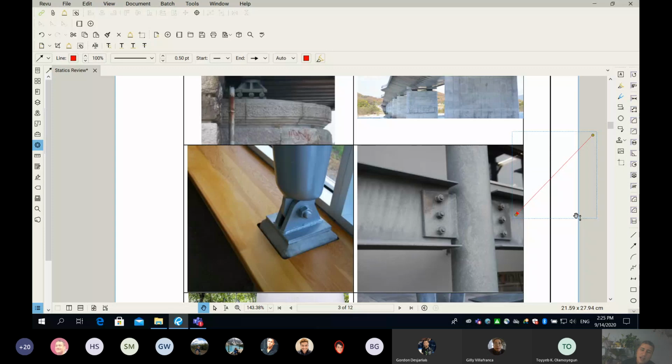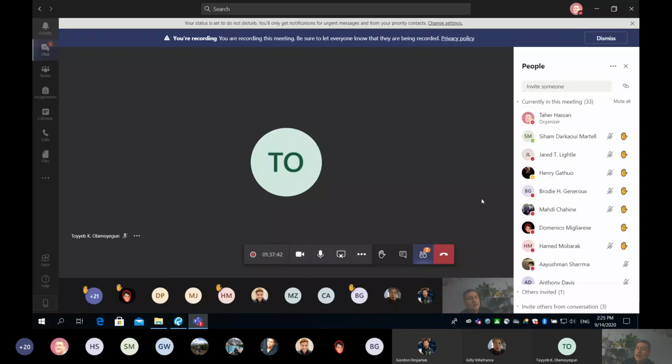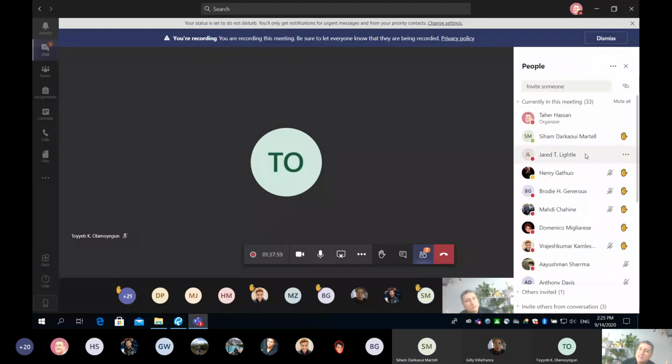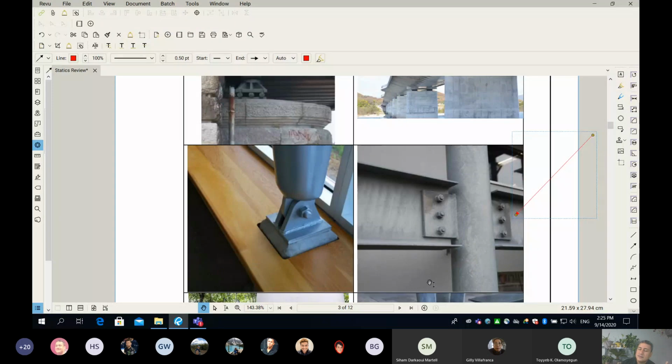Is this one a hinge, a fixed, a roller? Let's see. I think on the top of the list, we have Siham. So let's see what she can give us. That one is a fixed connection. Okay, I'll keep this in mind. I'm going to get some others. Please, Jared, what do you think? I was going to say fixed as well. Okay, so Jared and Siham say fixed. Let's go with the next one.